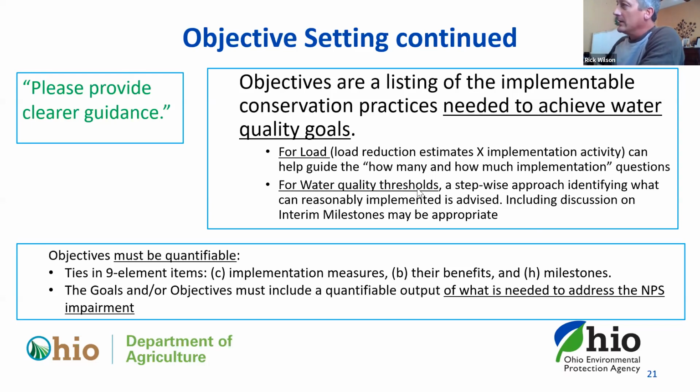Same thing for load. Some 9-element plans, especially for the far field ones, have gone as far as to say, here's how many of each of these implementable types of practices we will need, according to models, to reach our annual load reduction goal, and that's okay. Sometimes those are overly optimistic that all those things can happen in the short term. And so it's also okay to say, right now our objectives are to do X number of X, Y, and Z at the following rates.